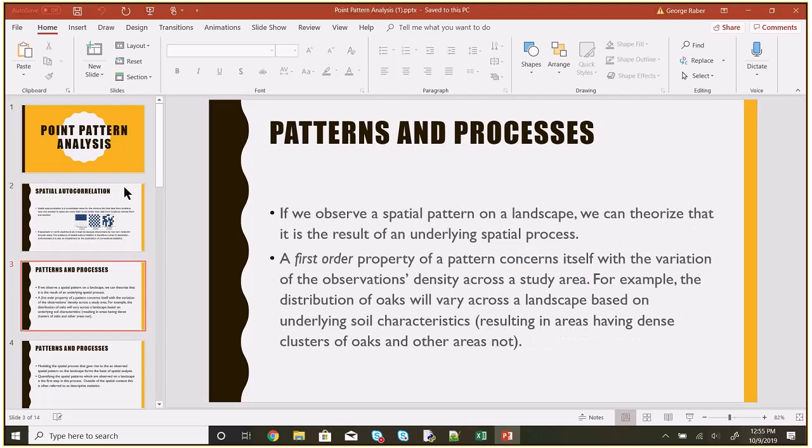So yeah, that's it. Okay, so here, this is what I was referring to before. If we see a spatial pattern on a landscape, we can theorize that it's the result of an underlying spatial process. That's what I was getting at. So the pattern of where tornadoes exist on the world, there's a process that creates tornadoes. Where do the tornadoes occur?